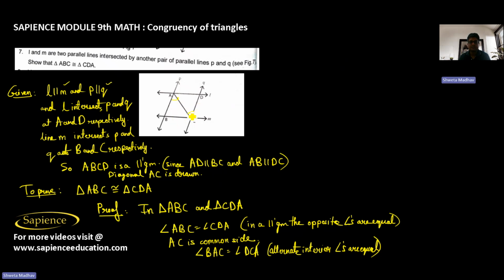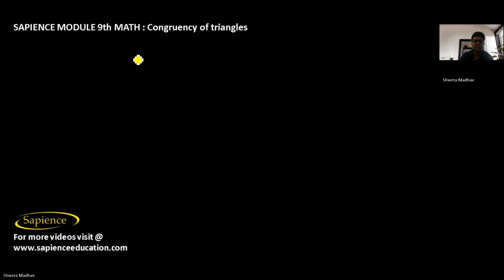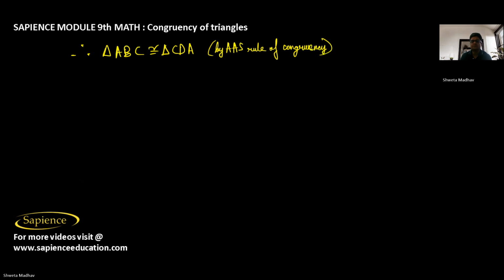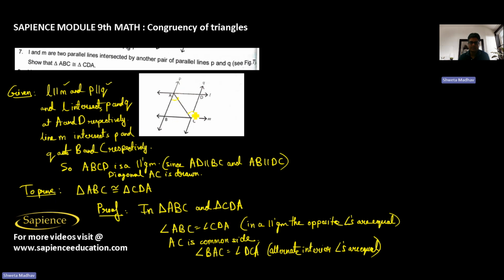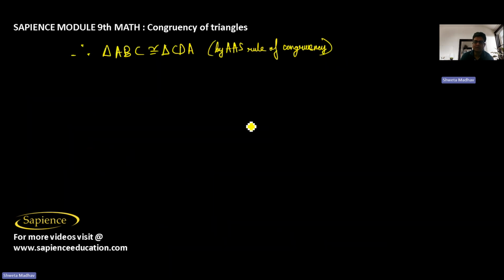So hence by AAS rule, we can say that these two triangles are congruent. Therefore, triangle ABC is congruent to triangle CDA by AAS rule of congruency. Since it is angle angle side, and here this side is not the included side. This AC is not the side included between the two angles which we have considered. So the rule to be used is AAS, not ASA.